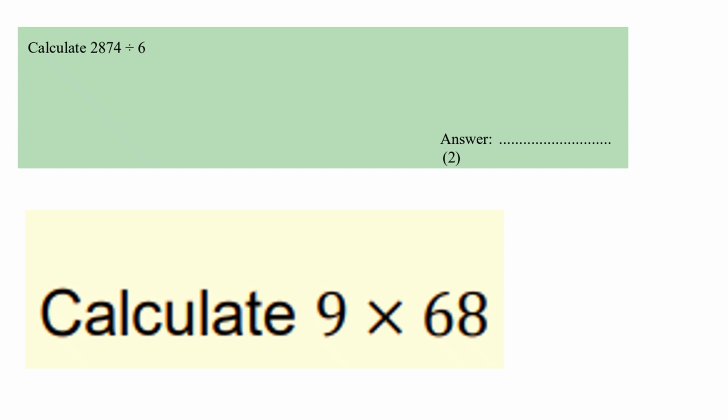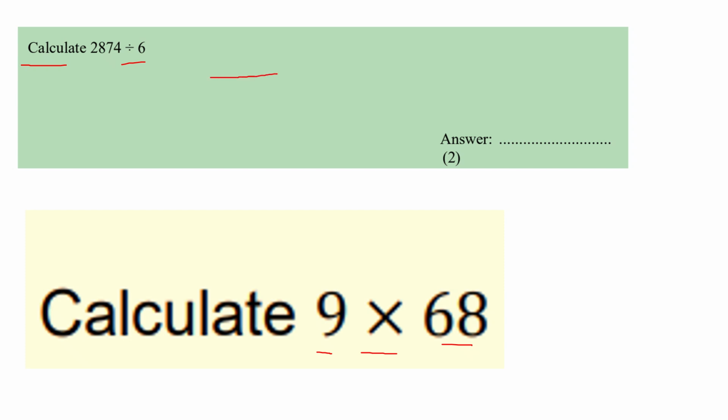Okay, my functional skills math students, looking at some division and multiplication in this video. So, using the bus stop short division and multiplying using the column method in this video lesson. This first part here has to calculate 2,874 divided by 6.